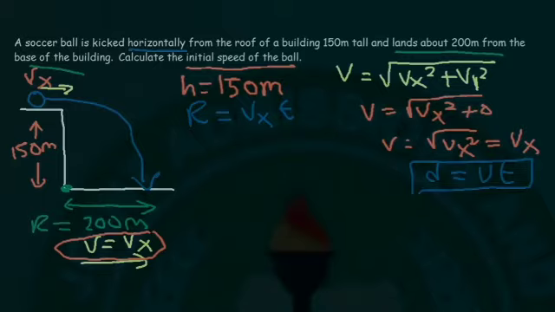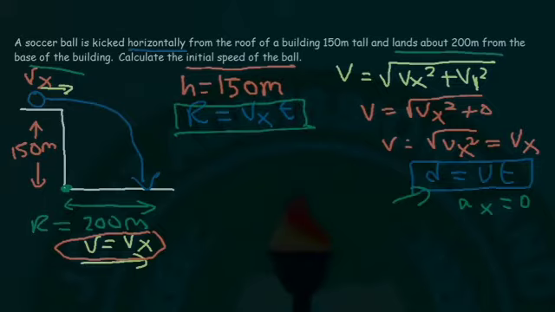Whenever an object has constant speed, the acceleration is 0. And as we mentioned before, the acceleration in the x direction for any object that is defined to be a projectile is 0, which means Vx is constant. So we can use this equation. So range is equal to Vxt.